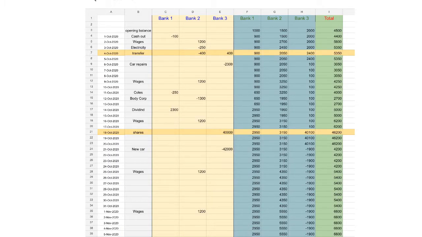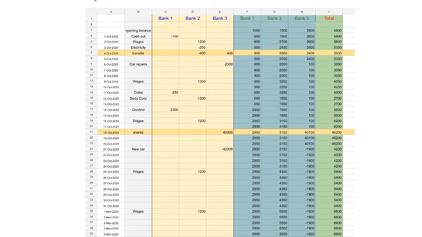The solution here was that on the 18th of October we sold shares to the value of $40,000 and deposited that in bank 3's account, and when the new car was purchased we're still negative $1,900 in bank 3, but we've kept the total at $4,200.